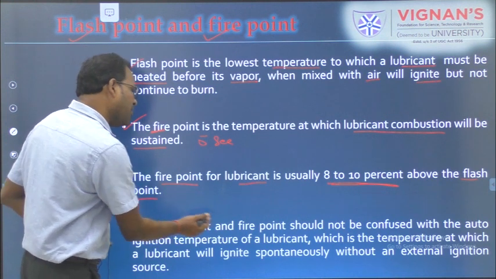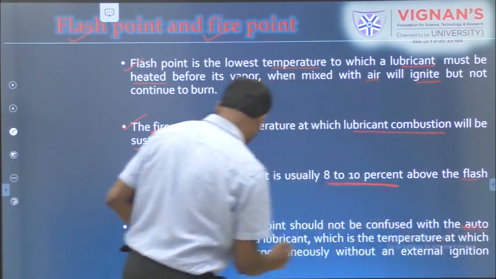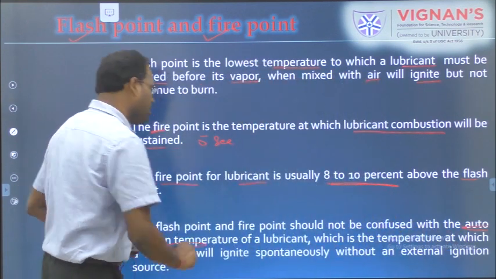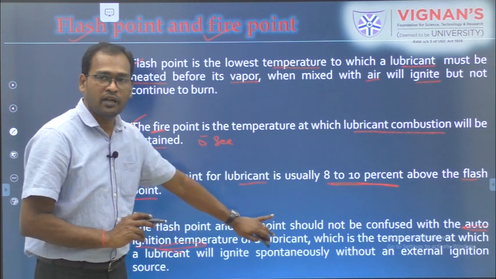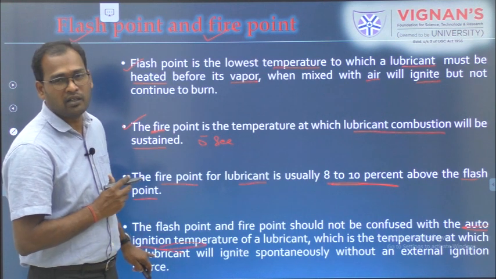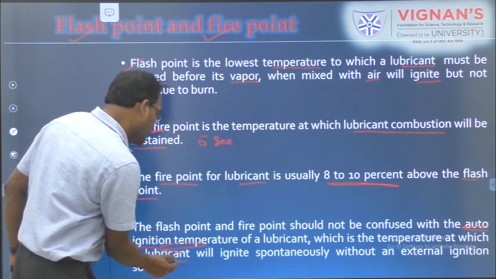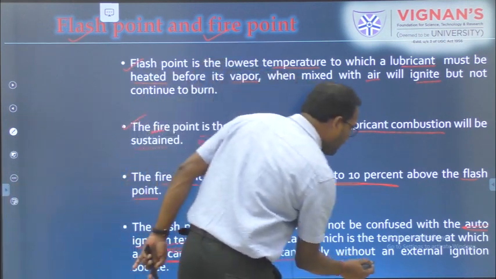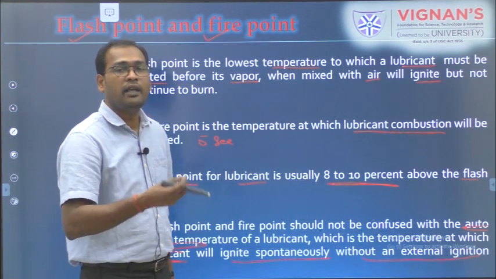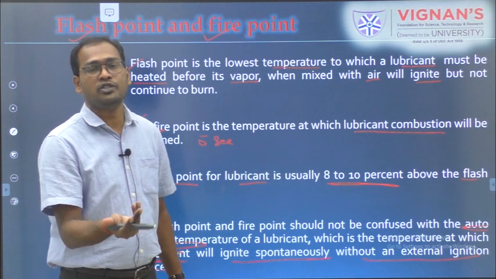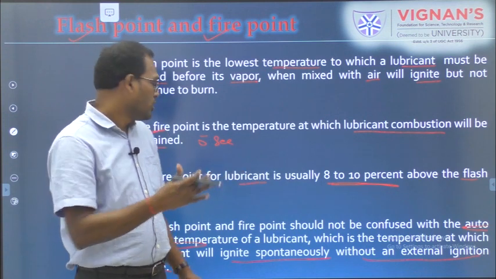The flash point and fire point should not be confused with this important one, which is the auto ignition temperature. This auto ignition temperature is the temperature at which the lubricant will ignite spontaneously without an external ignition source. It doesn't require any external ignition source. It catches fire on its own. So this should not be confused with your fire point and your flash point.